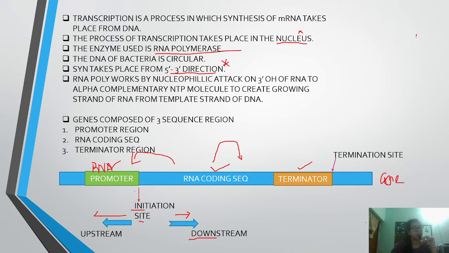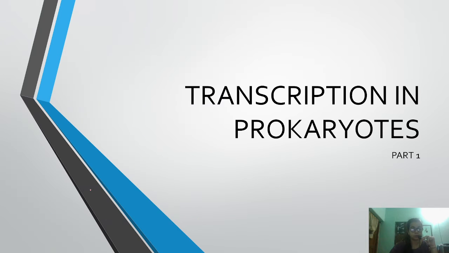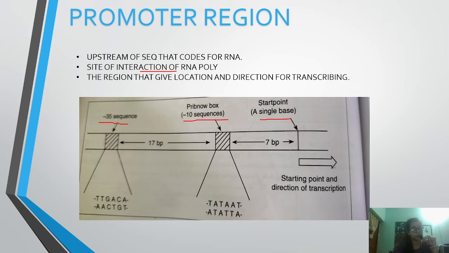From the initiation site, towards the upstream, the pribnow box is present, and from the pribnow box upstream, the minus 35 sequence will be present. The minus 35 sequence is mainly rich in AACTG. So this is very important to be remembered. The minus 35 sequence is rich in AACTG, and the gap between the minus 35 and minus 10 sequence is 17 base pairs.